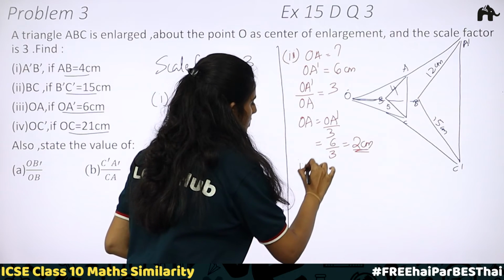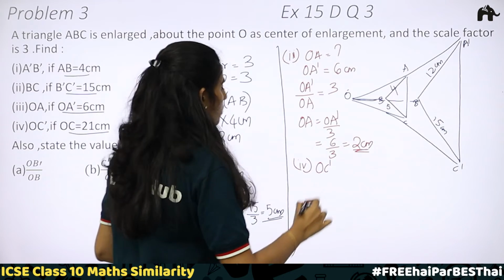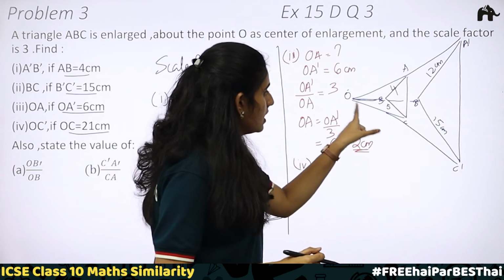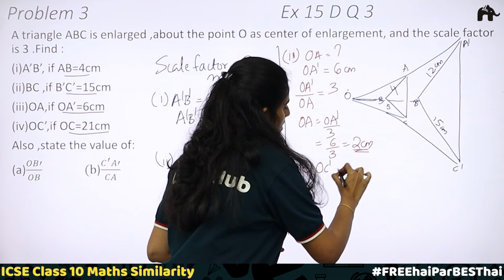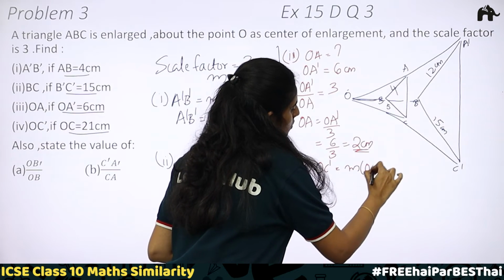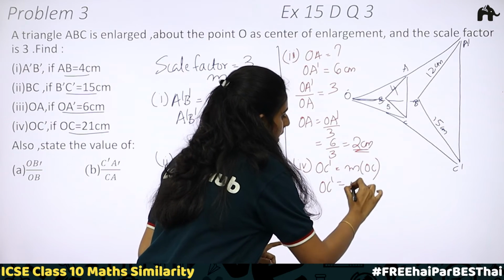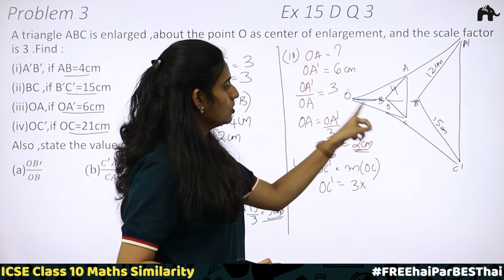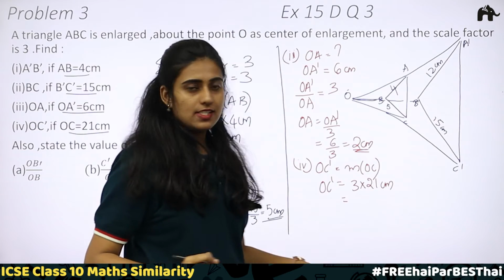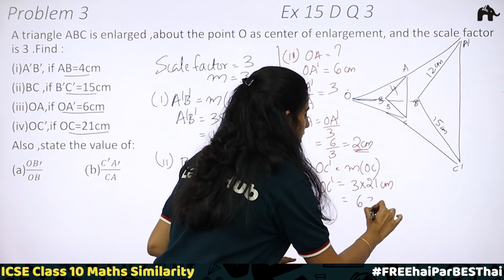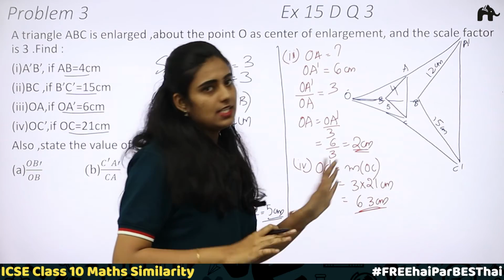Now the fourth one, we have to find OC dash if OC is equal to, OC is this length, OC is 21 centimeter. OC dash will be equal to M into OC. Okay. So OC dash is equal to M is 3 and OC is equal to 21 centimeter. That is 3 into 21 centimeter, which is 63 centimeter. OC dash is equal to 63 centimeter.